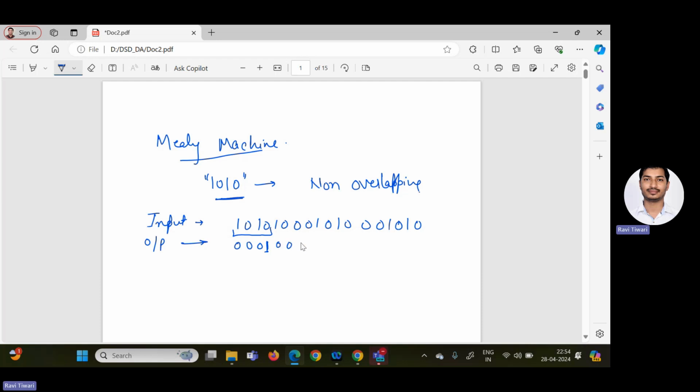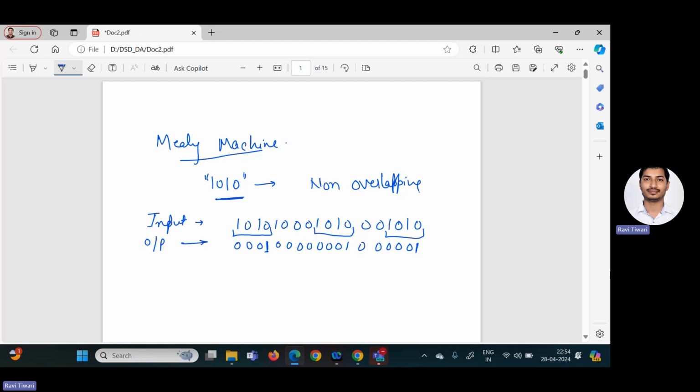So here 000000001. Whenever again I am receiving the correct pattern, that is 1010, my output becomes 1. After detecting the correct pattern, you have to again initiate from the beginning. So 0000001. Whenever again I receive the correct pattern, my output will be 1. So this is the way by which you are detecting the particular pattern in case of non-overlapping.